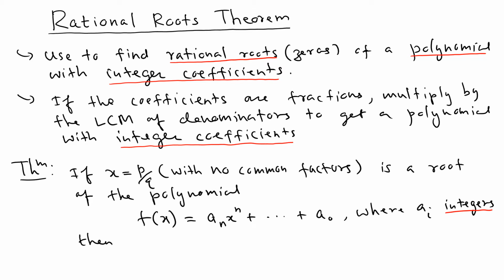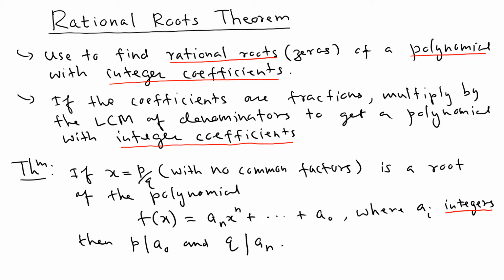So what it says is that then p has to divide a naught and q has to divide a_n. That's what the rational roots theorem says. If you know any rational root which you can write in the p over q form, then p has to divide a naught and q has to divide a_n, because this can help you, since it's going to give you all the options for possible rational roots.